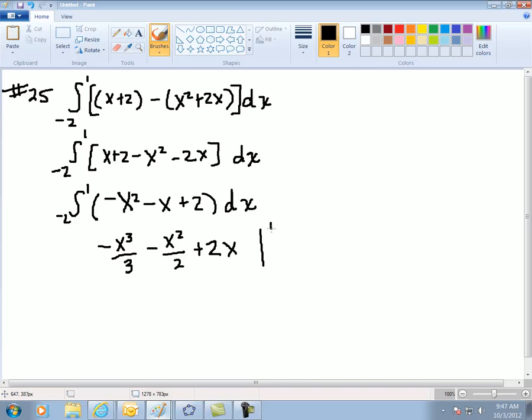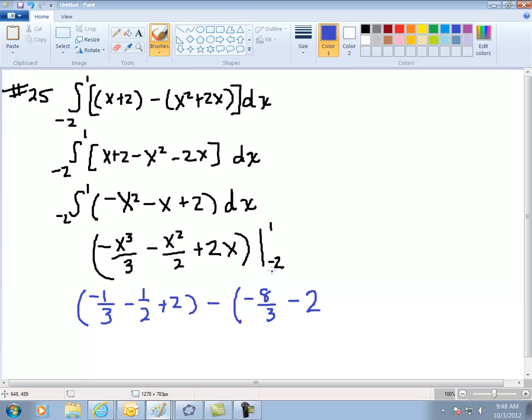And now I'm going to evaluate that function from -2 to 1. So the first time through, I'm going to plug in the 1. I get -1/3 minus 1/2 plus 2. And now I'm going to subtract off the second time through. I'm going to evaluate it at -2. So I get -2 cubed is -8, but then times the -1, this becomes positive 8 over 3. Subtract -2 squared is a positive 4 over 2. Got the negative out front, so this is -2. And then 2 times -2 is -4.